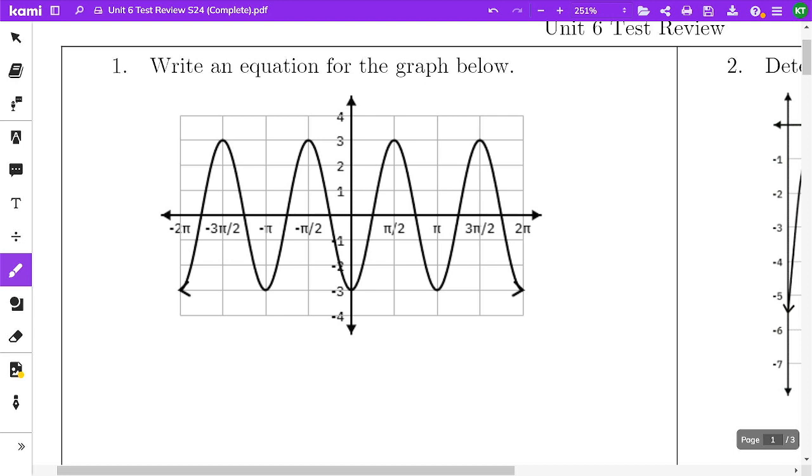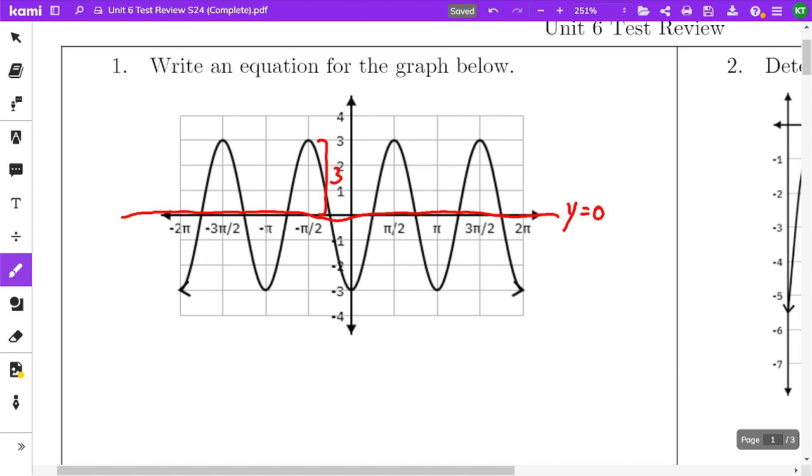Our midline is in between our minimum and maximum values. So in this case, our midline is going to be at y equals 0. That means we have no phase shift going on. The next thing we're going to figure out from that is our amplitude, and that's just from our midline to our highest or our lowest value. In this case, it's going to be 3.